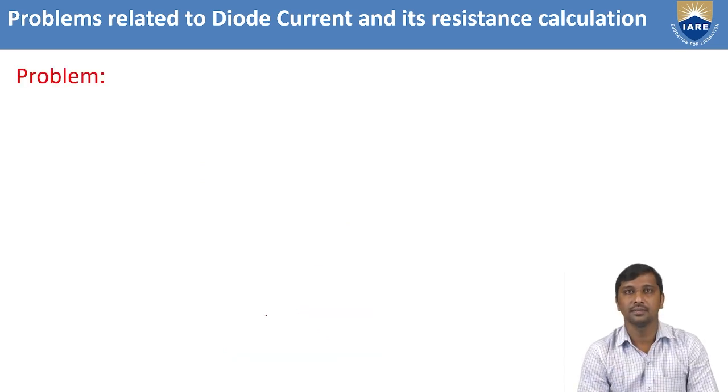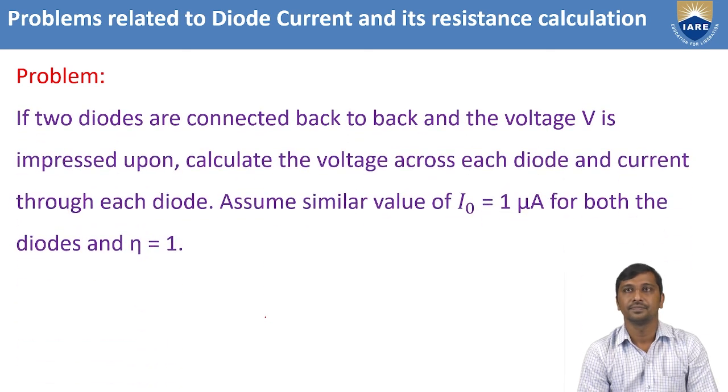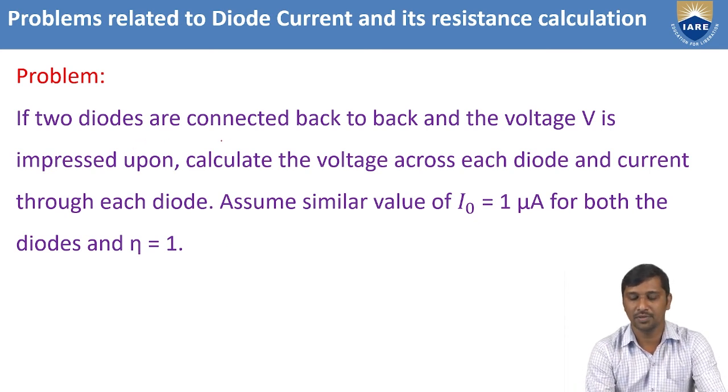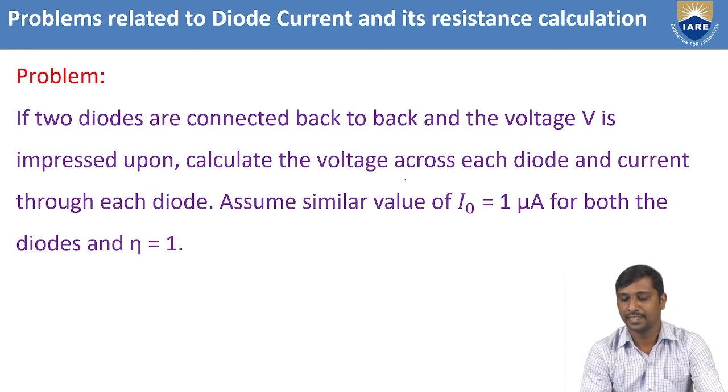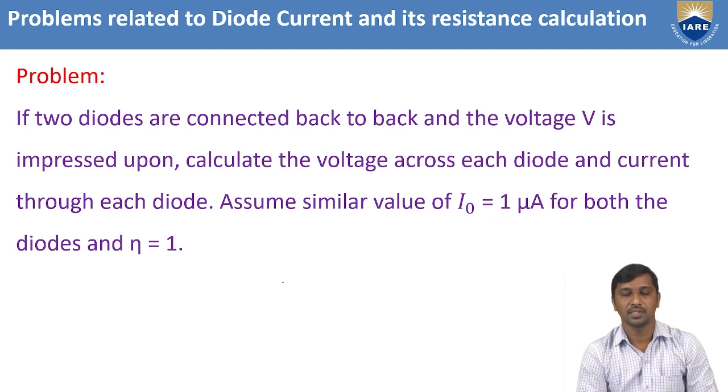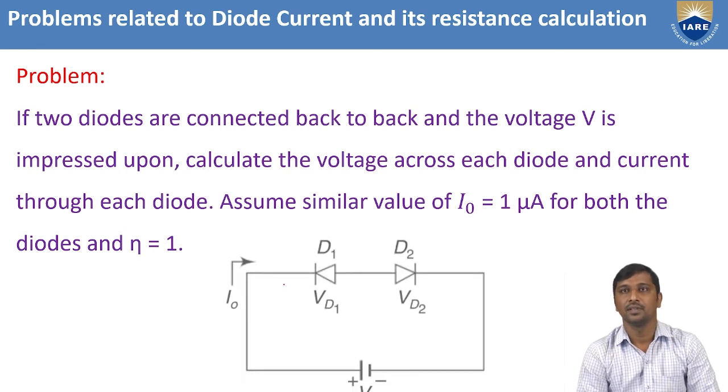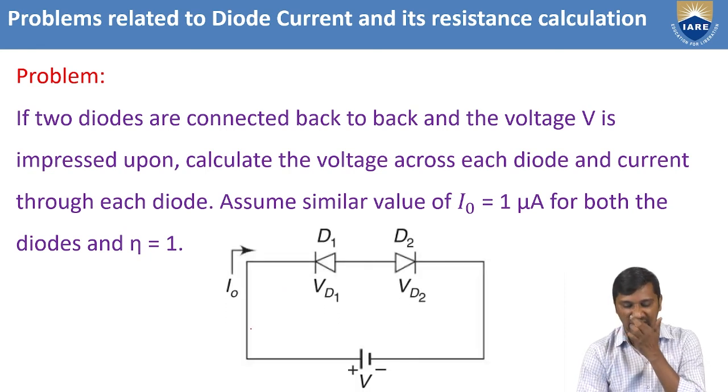Now another problem. Here, just observe the statement. If two diodes are connected back to back and the voltage V is impressed upon them, calculate the voltage across each diode and the current through each diode. Assume the similar value of I0, that is 1 microampere, for both the diodes, and eta is 1. So this is the given circuit diagram here.